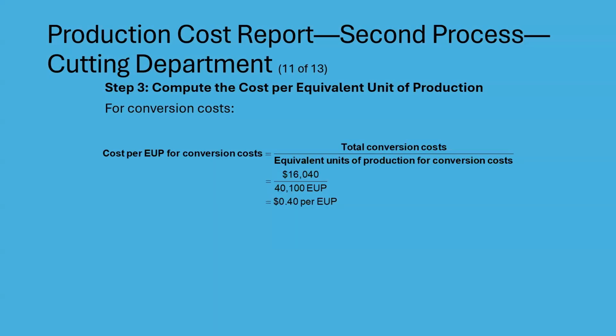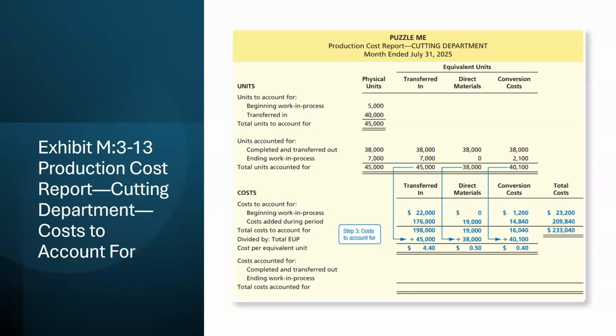And here you see the EUP calculation for the conversion cost, which is equal to total conversion cost divided by equivalent units of production for conversion cost, which is $16,040 divided by 40,100 EUP, which is equivalent to 40 cents per EUP. And here in Exhibit 313, it shows the calculations from step 3 that are added to the production cost report.